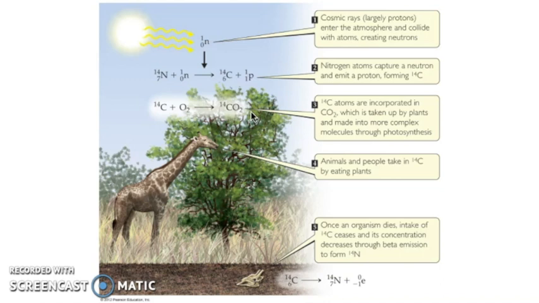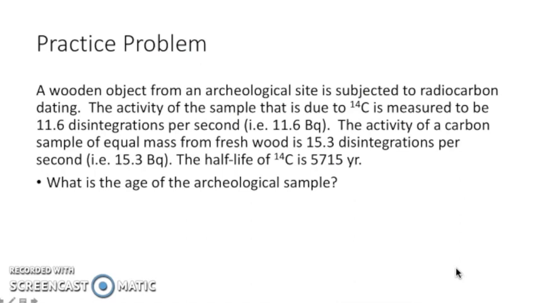They turn it into sugar. We end up eating the plants, and so as long as a plant or an animal is alive, it has a relatively constant amount of carbon-14 inside because it keeps getting replenished from the food that it eats. But as soon as it dies, now the carbon-14 will start to decay and turn into nitrogen-14. And when that happens, we can start to measure the time that's passed since the death of that animal or plant. So we want to know what's the age of the archaeological sample.